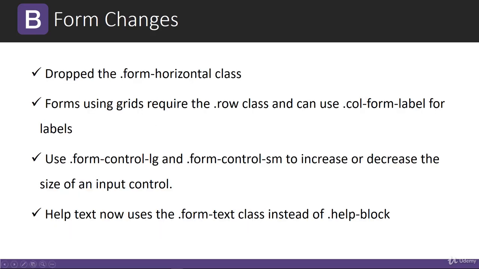So for forms, the form-horizontal class has been completely dropped. Forms using grids require the row class, and we can also use the col-form-label class for labels. We have form-control-lg and form-control-sm to create large and small inputs, and the class help-block has been changed to form-text.